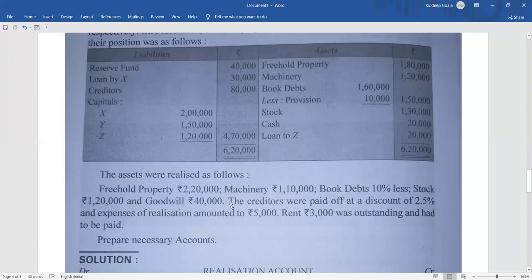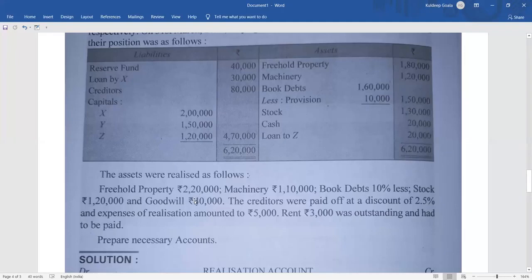So what will be the entry? The entry will be like this: we are selling and we are going to get the money, right? So it will be bank account debit or cash account debit? Here see, cash account is there, so better you prepare the cash entry. So cash account debit, how much will be the money? Freehold 2,20,000, machinery 1,10,000, then book debt of 1,44,000, stock of 1,20,000, and goodwill of 40,000. This will be the amount of money we are going to get. So the total will be 6,34,000.